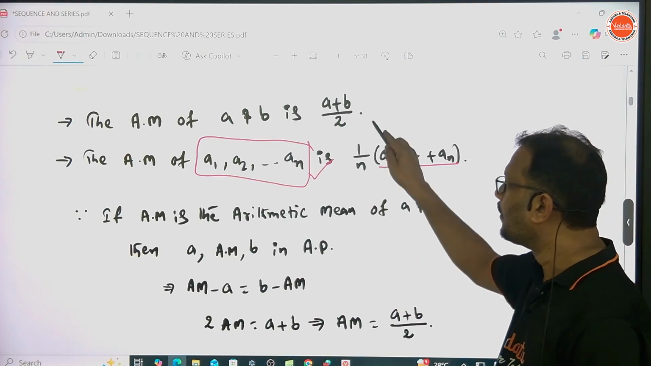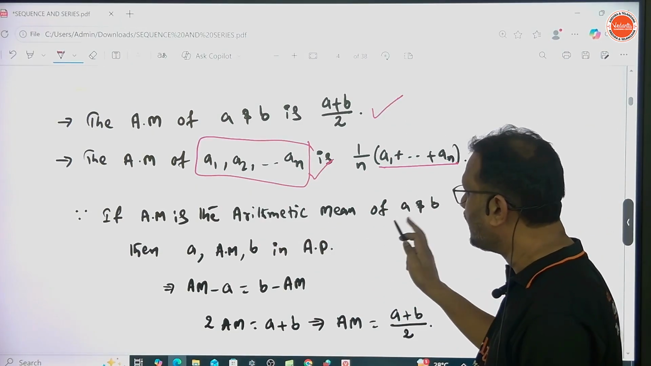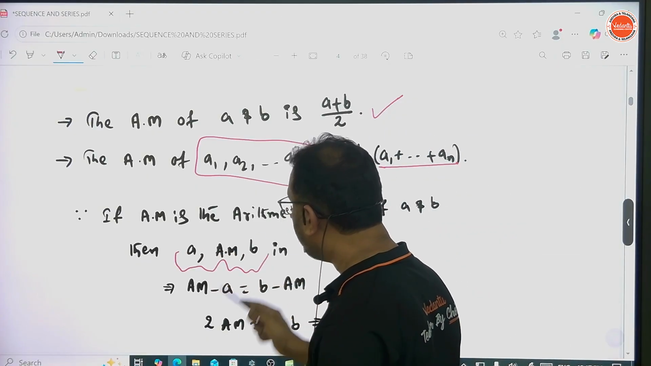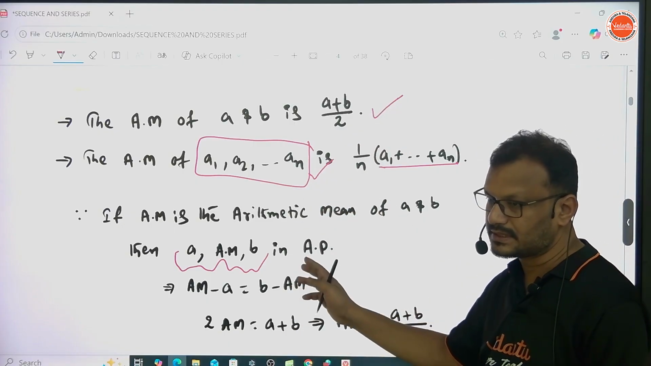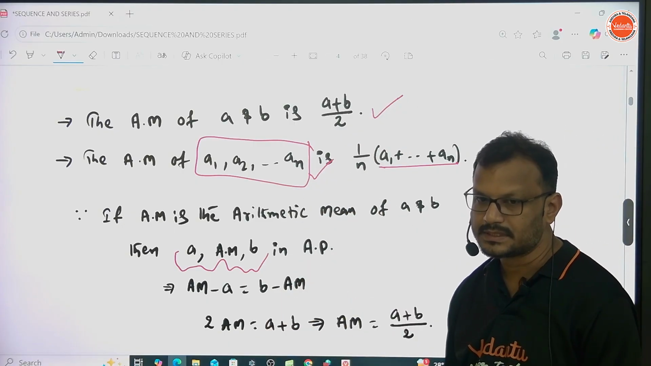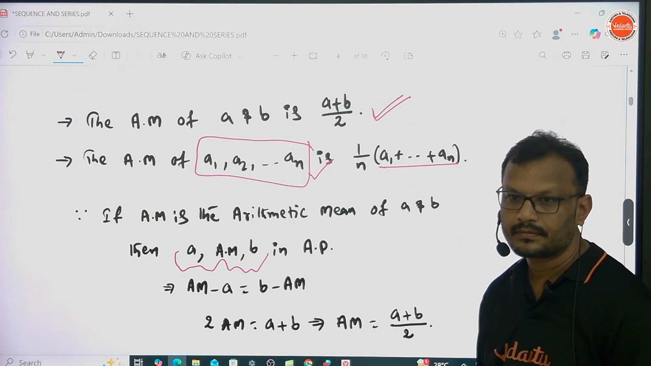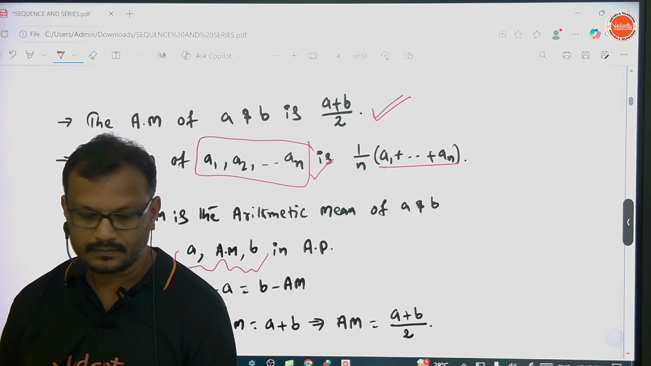So how we got this: if AM is the arithmetic mean between A and B, then the numbers A, AM and B must be in AP. If it is in AP, then whatever we discussed previously, the difference must be the same. From there only we get this value. Clear?